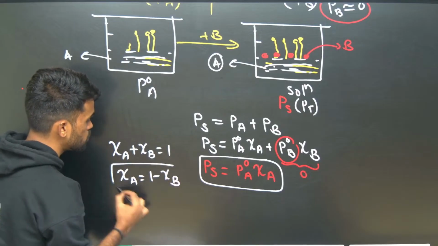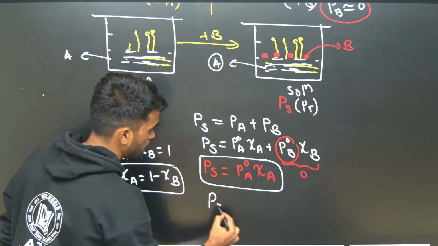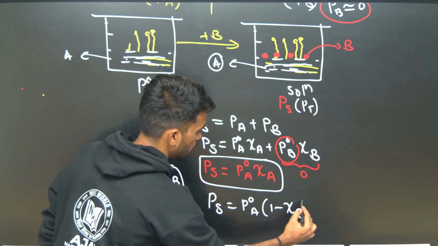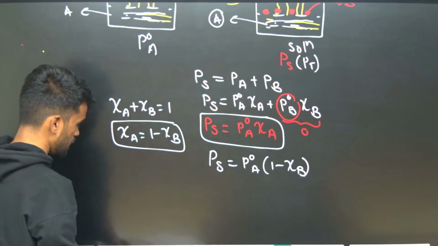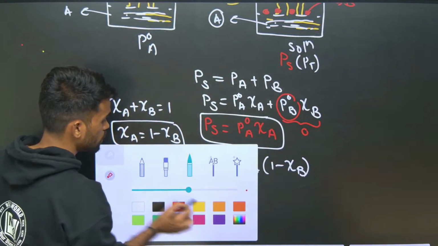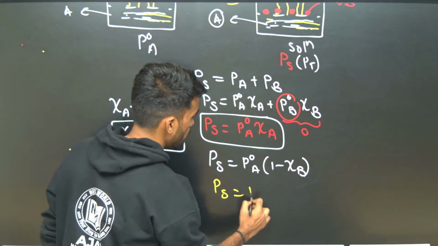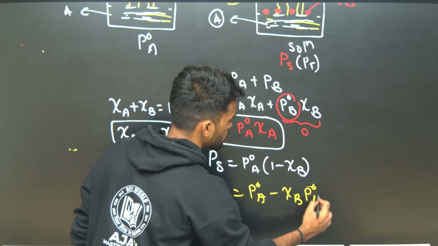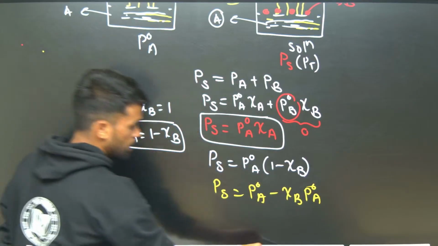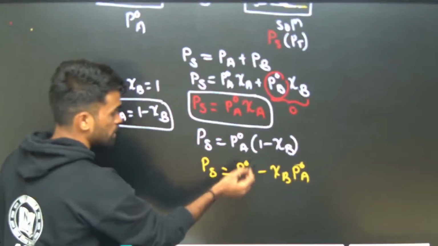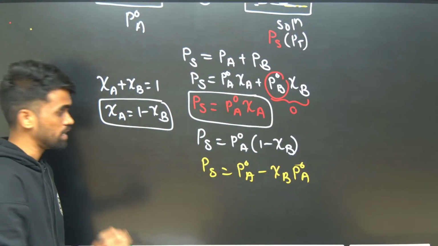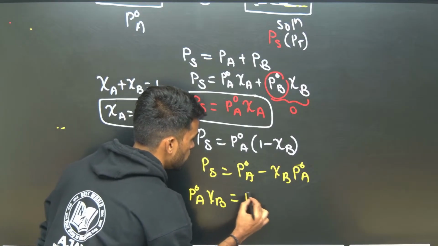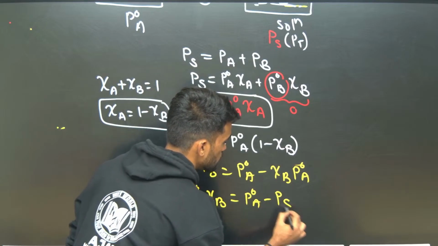Yes, you can substitute this in this equation, and you will get PS equals P naught A into 1 minus XB, right? Just multiply that and what we'll get? PS equals P naught A minus XB into P naught A. Next, if you observe, P naught A is the vapor pressure of pure solvent, right? So from that I am writing P naught A XB equals P naught A minus PS.